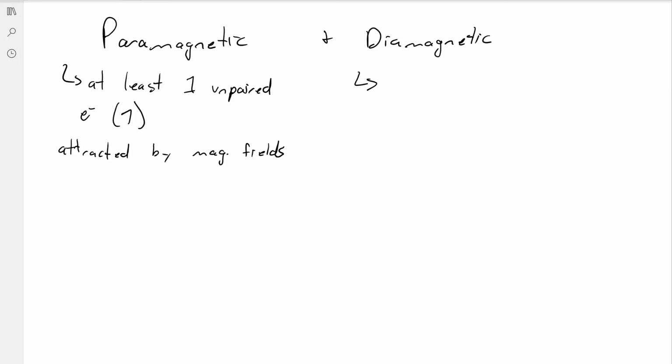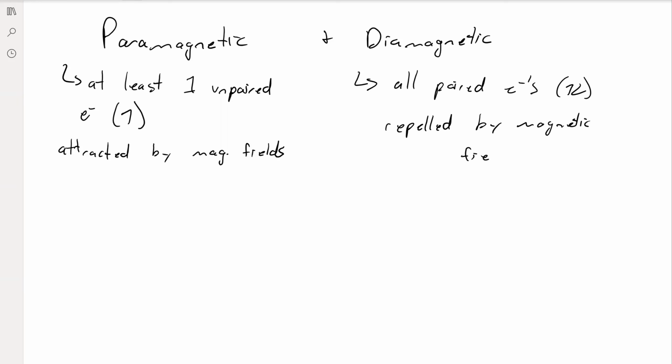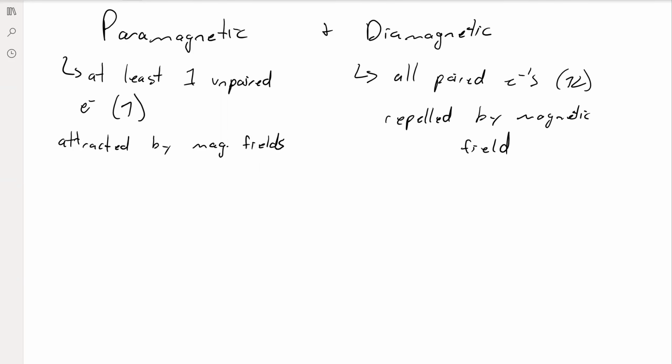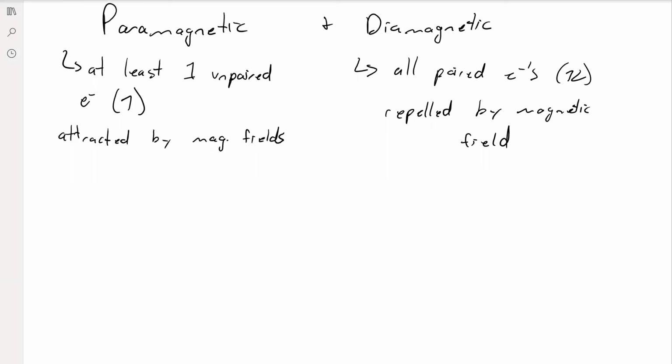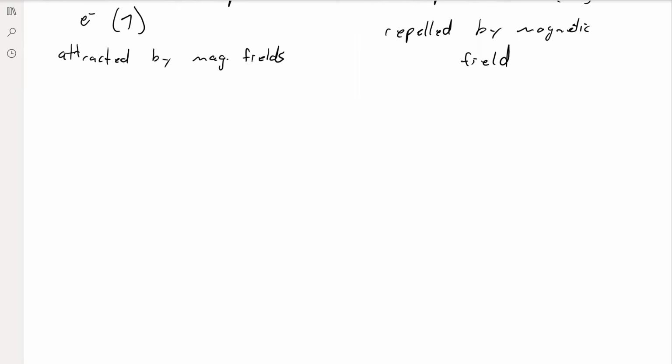And then the opposite of that is diamagnetic, where we have all paired electrons, and that's repelled by a magnetic field. Most things are diamagnetic, so most things are repelled by magnetic fields. Note that you won't actually observe this in everyday life because the repulsion is very, very tiny, so you can't actually feel it or anything like that. Note that if you have only one unpaired electron and a bazillion paired electrons, you're still paramagnetic, right? As long as you have one, you're paramagnetic.